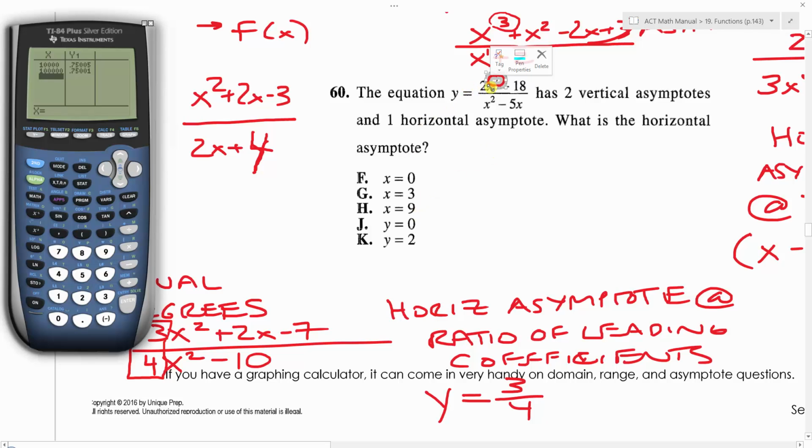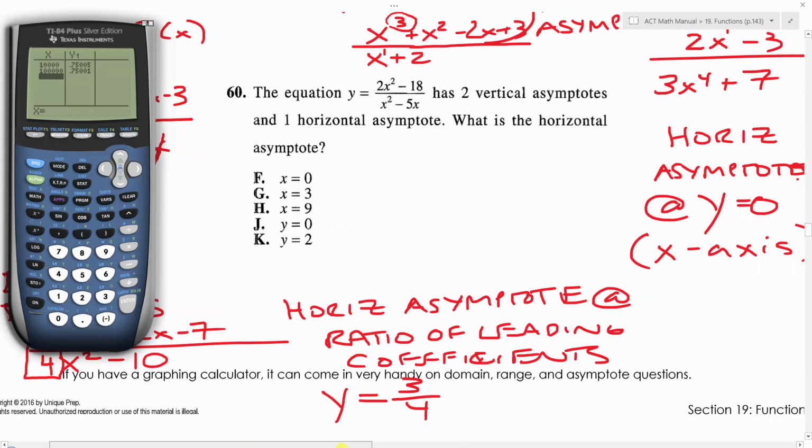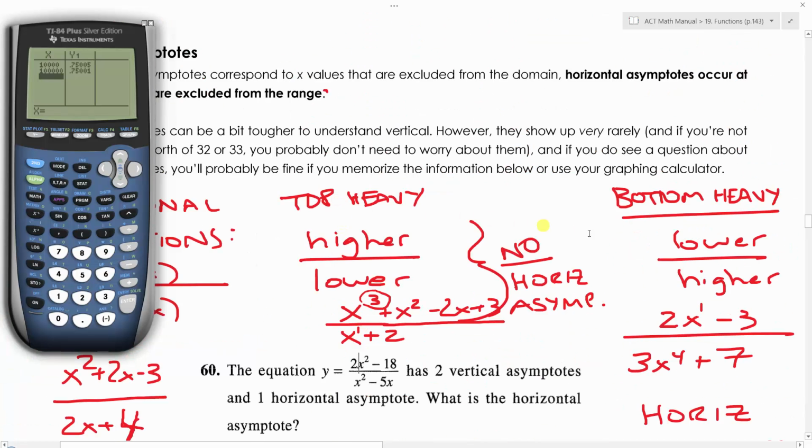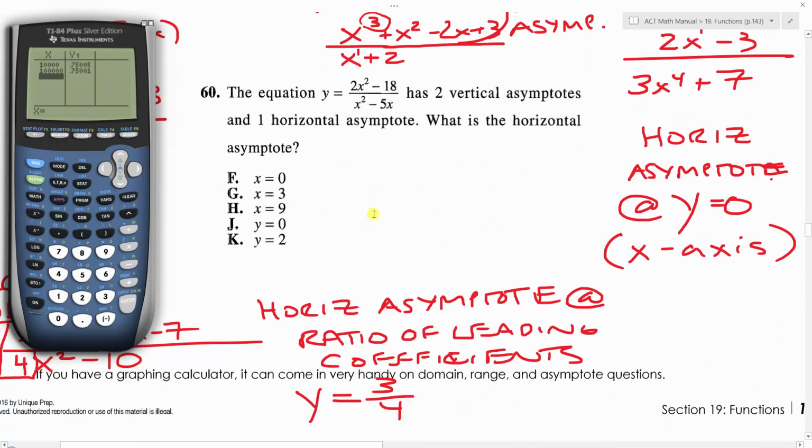So now with number 60, we actually have a couple of different ways to do this. The easiest way is to use the information that I just gave you about top heavy, bottom heavy, and equal numerators and denominators in our rational function. By the way, they are just asking us what the horizontal asymptote is. In this rational function, we have equal degrees in the numerator and denominator. The biggest exponent on x in the numerator is 2, and the biggest exponent on x in the denominator is also 2. So this is equal numerator and denominator degrees.